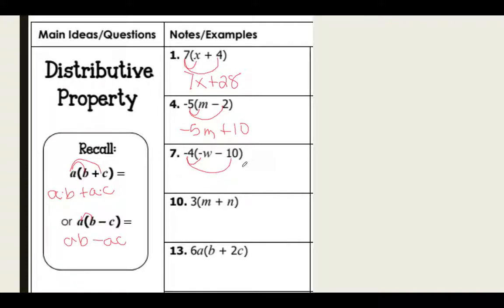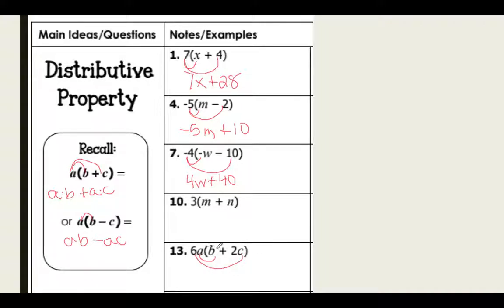Negative 4 times negative w. Negative, negative, cancel out, and it's going to be a positive 4w. Negative 4 and negative 10 is going to be a positive. 4 times 10 is 40. I'm going to leave 10 for you guys to do. We'll do 13.